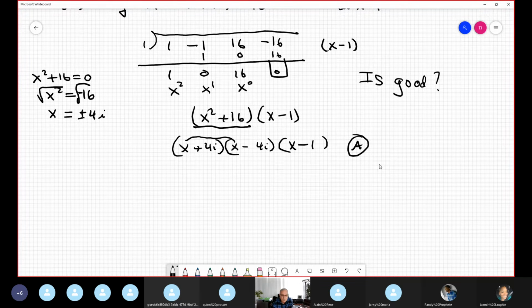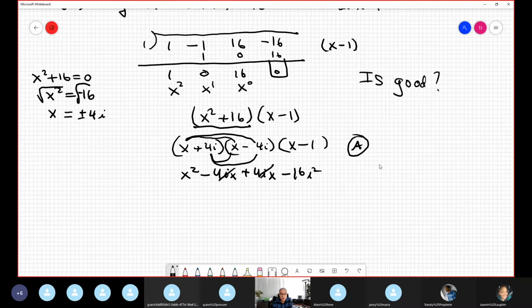X times x squared. X times negative 4i is minus 4i x. 4i times x is plus 4i x. And 4i times negative 4 is negative 16i squared. This always cancels. No imaginary anymore. Real coefficients, and we have x squared. I know that i squared is negative 1, and negative 1, another negative becomes positive. End of the story. It's a factorization. Super clear or super confusing?